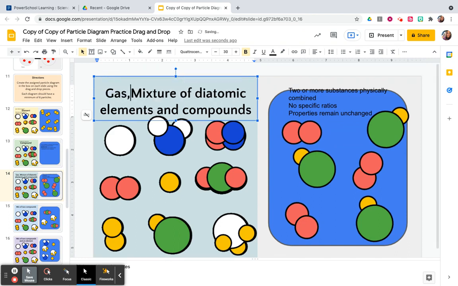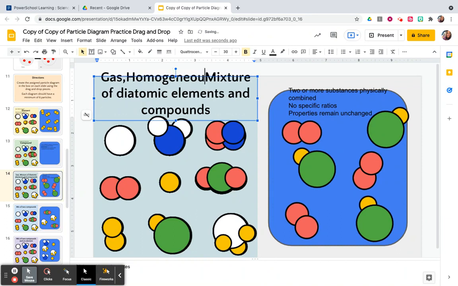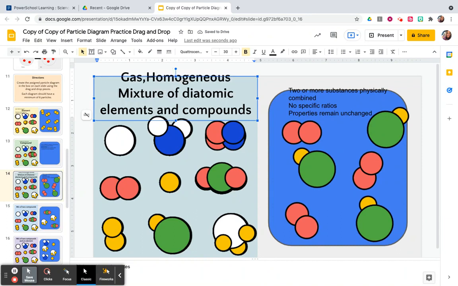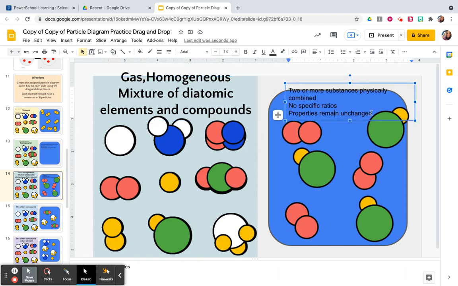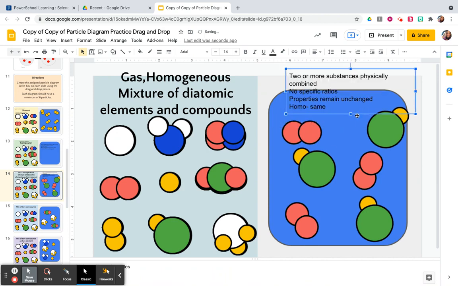homogeneous mixture, because the prefix homo means same. So homo means same. If you are ever given anything in science, like Homo sapiens, homogeneous, homothermic, anything like that, it's the same. Same, same, same. So this looks the same throughout.